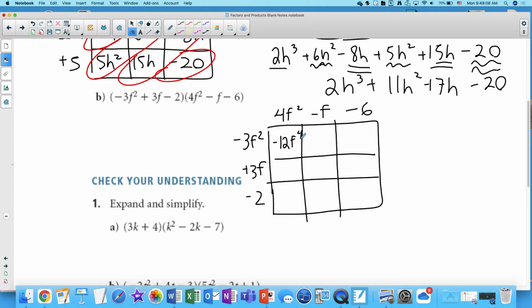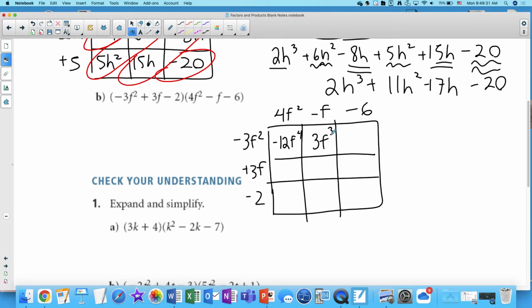Yes? Almost. Nope. Positive, yeah, because negative times negative is positive. So this is 3f cubed. And then negative 3f squared times negative 6? Yes, 18f squared. Okay? Now we're going to move down here.